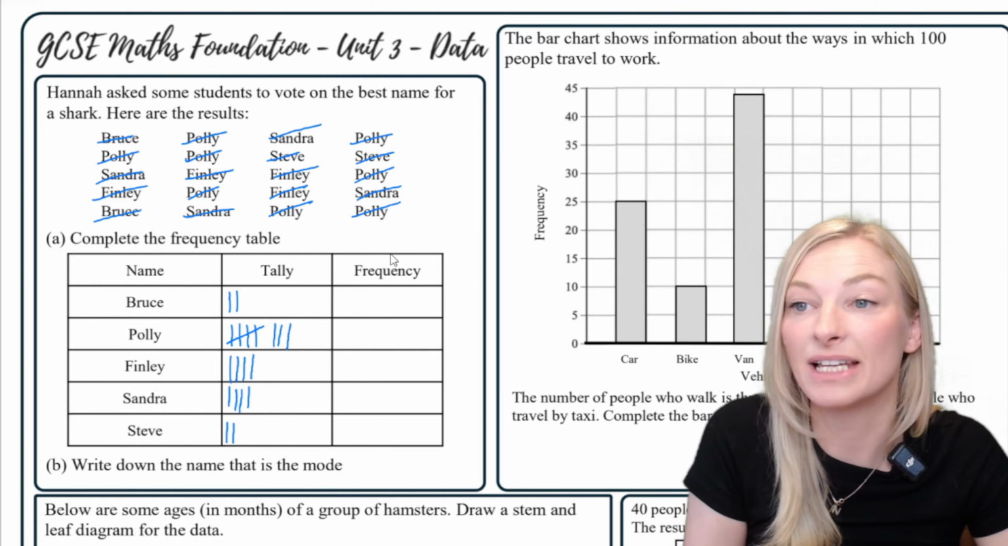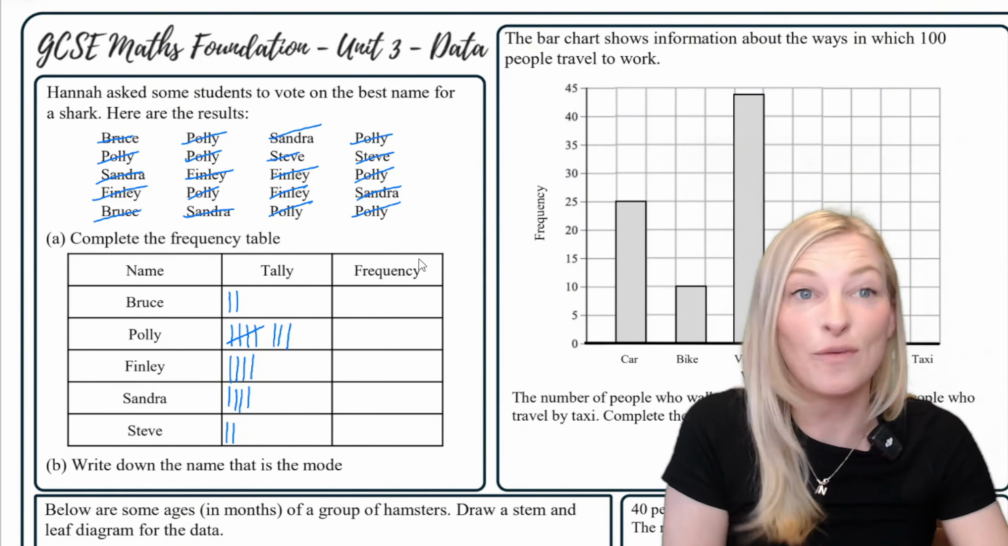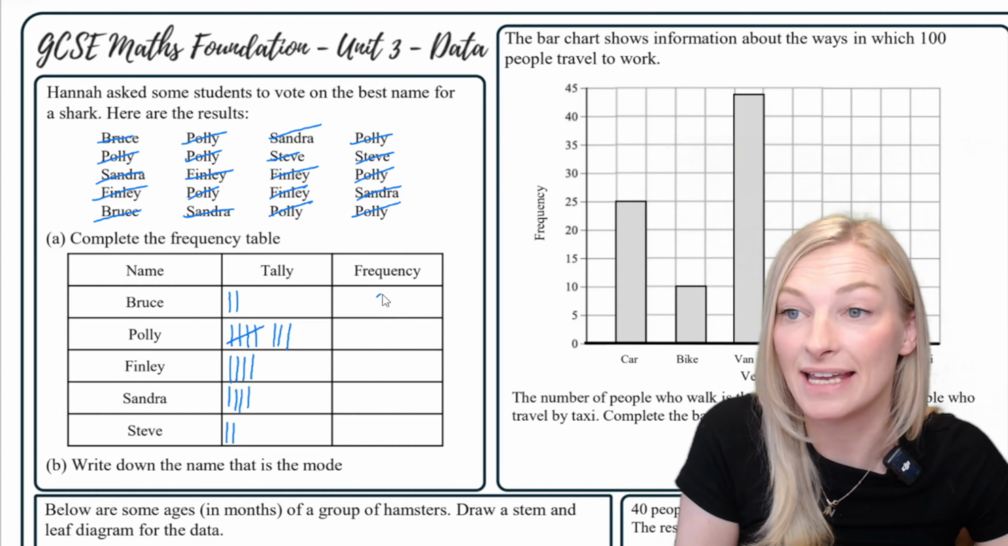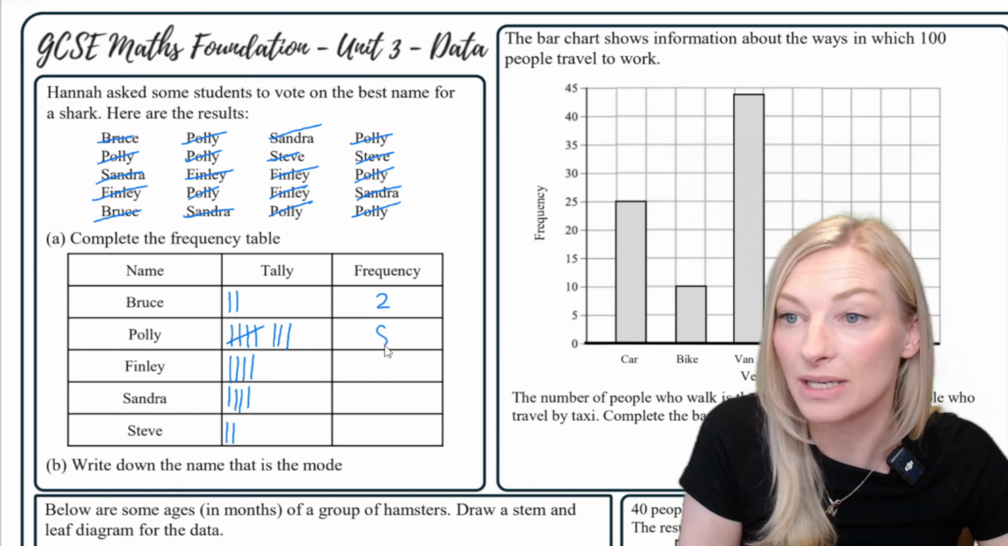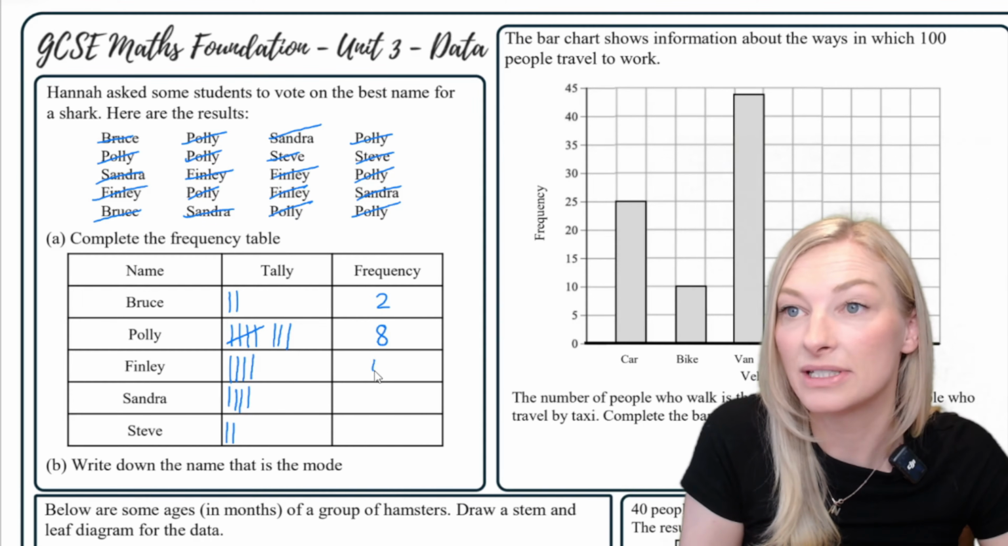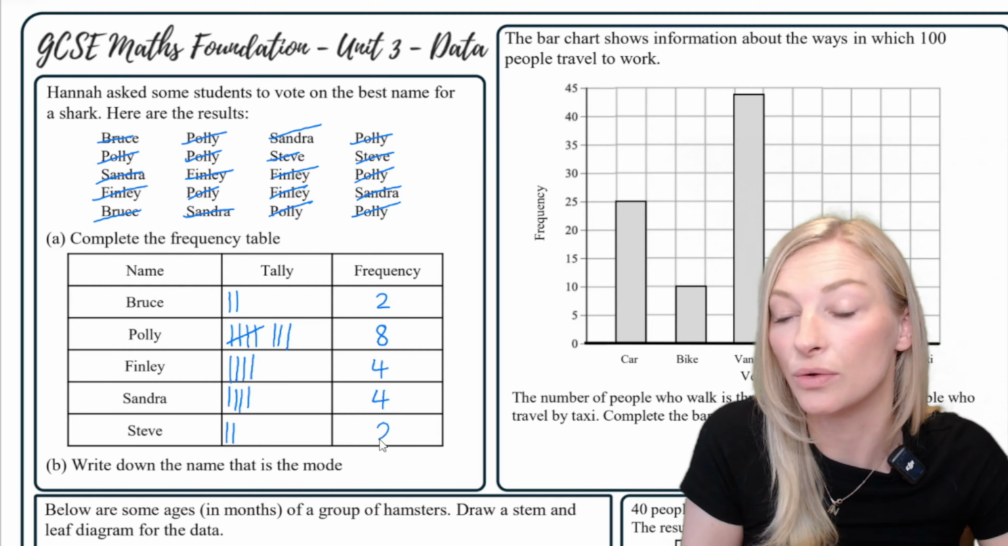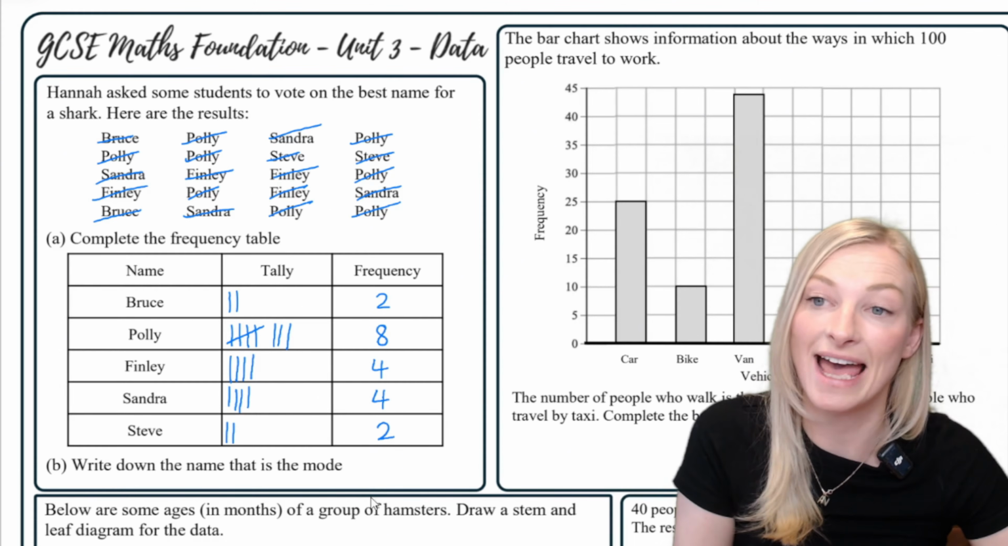And then the next column says frequency, and that just means how many there are. So frequency here is 2. For Polly, the frequency was 8. For Finley, the frequency was 4. For Sandra, the frequency was 4. And for Steve, the frequency was 2. So I'm putting that information there like that.